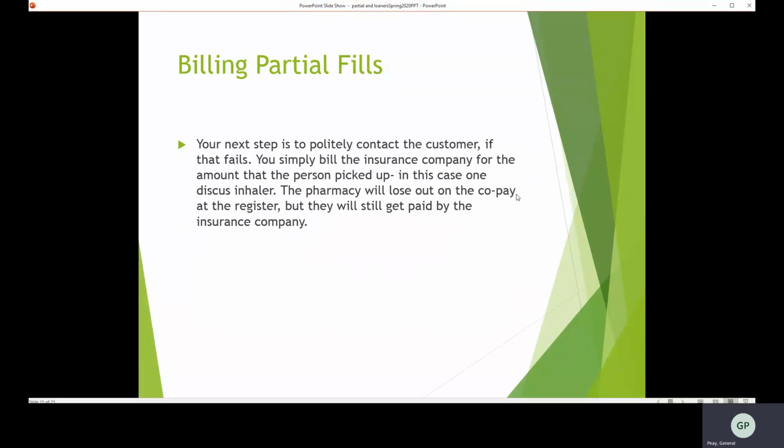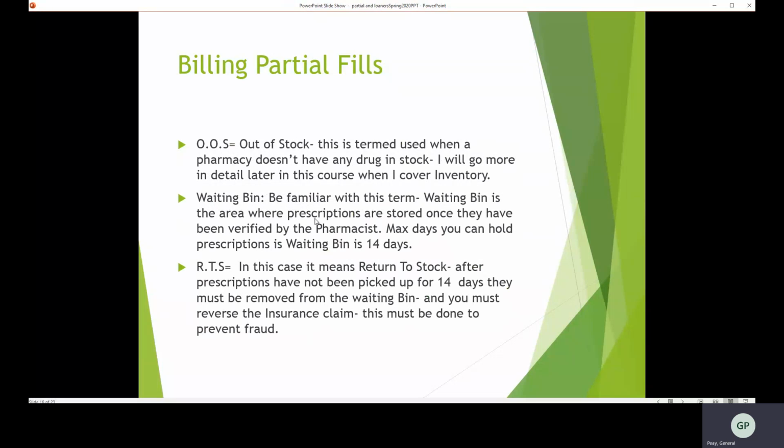The pharmacy will lose out on the copay at the register because you can never collect money on a partial, but they will still get paid by the insurance company for the actual product that they dispense. By no means do you ever call the patient up and threaten them or threaten to call the police or put anything on social media that this person has gotten this medication for free and they're not a good person. You don't do anything like that. You just simply bill the insurance company for the partial that they picked up. So the insurance company will actually pay for the medication, but the pharmacy will lose out on the copay, but the medication will always be more than the copay anyway. So that's how you handle that.